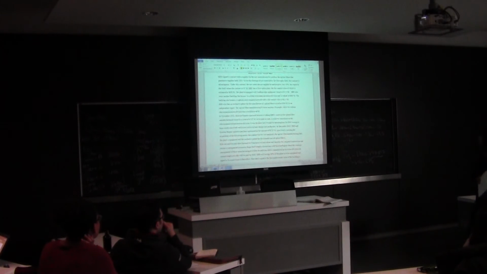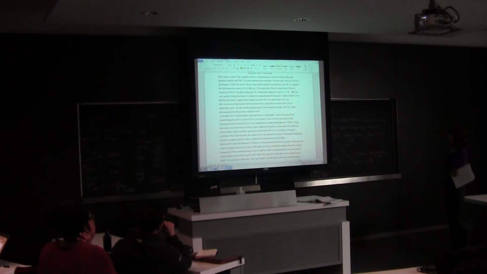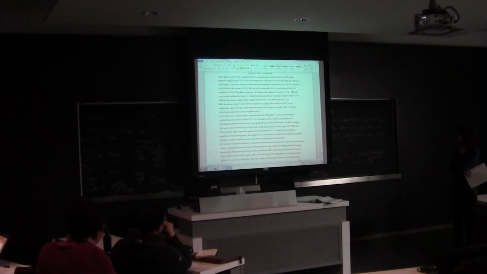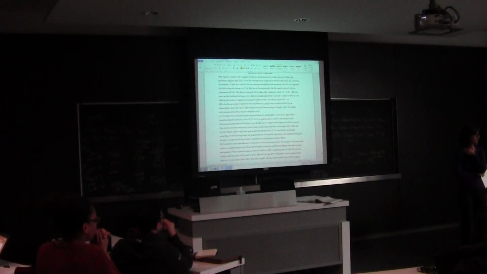Okay. So then I say it was decided it would be advantageous for RMI to acquire these assets since both entities are active in laser design and production. In December 2012, RMI and Christine Region signed a purchase agreement in the amount of $5.25 million, specifically covering the acquisition of the following assets: the contract for the raw material, the optical fiber manufacturing plant, the plant's equipment, and the exclusive patent for the manufacture of optic fibers.